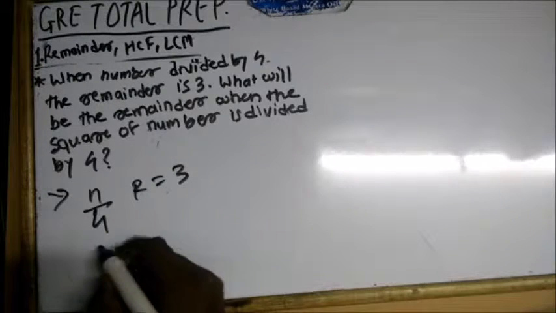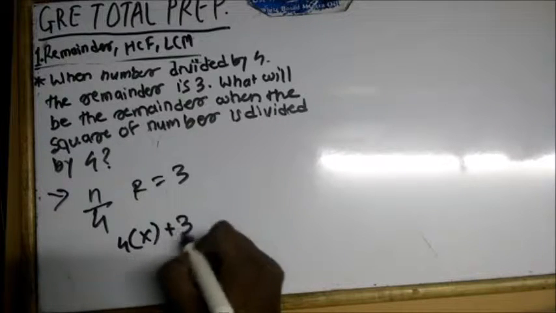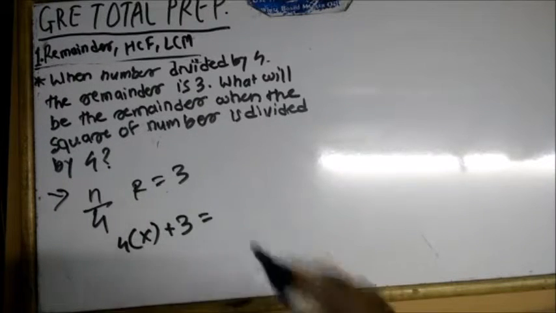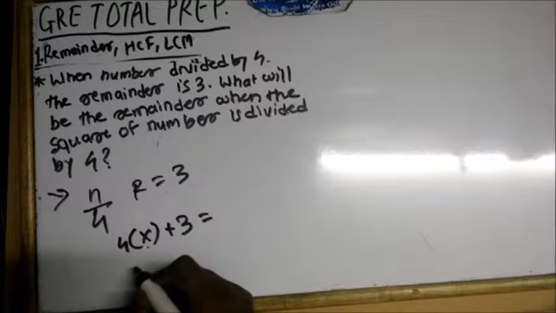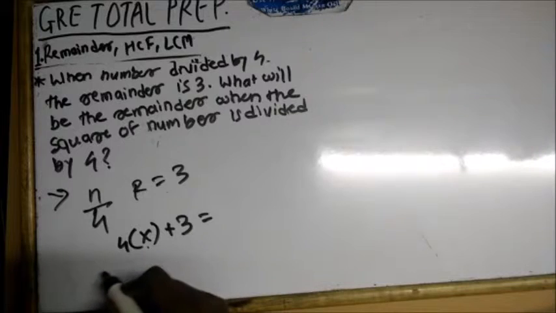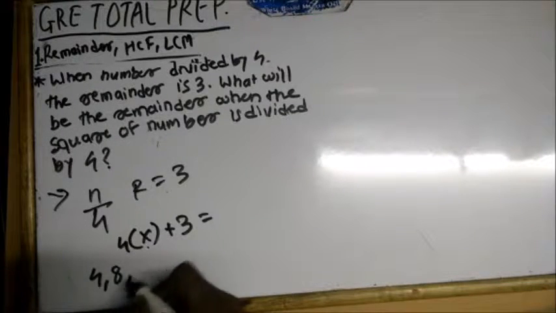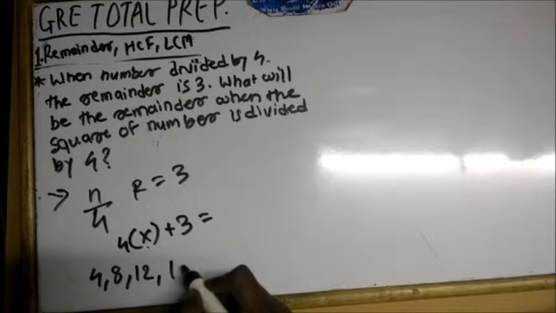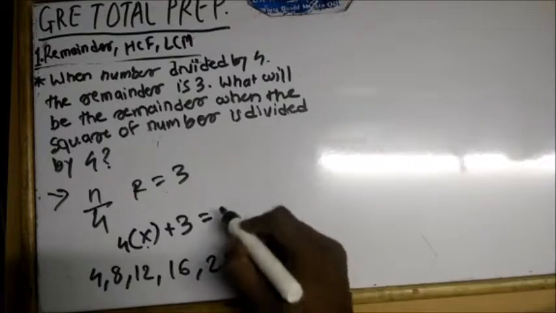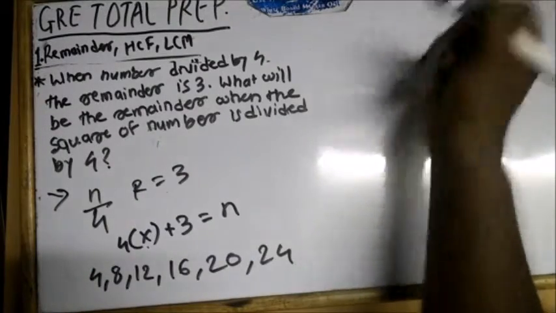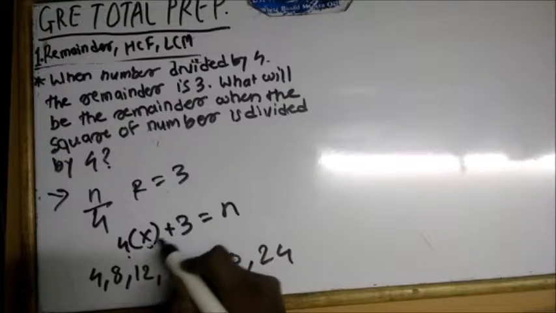When any number, say n, is divided by 4, the remainder is 3. So the number should be 4 multiplied by x plus 3, where x can be anything: 1, 2, 3, 4, 5, 6, because it's a quotient. So the quotient can be anything. The multiples of 4 are 4, 8, 12, 16, 20, 24, like that. The series will give the value for n, because it is a multiple of 4 plus 3.